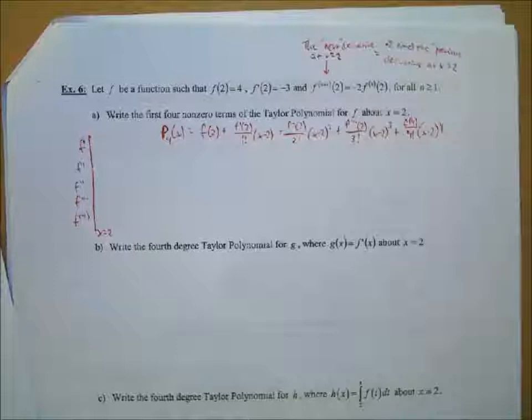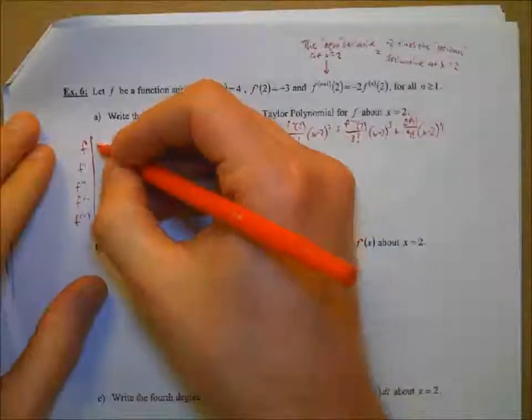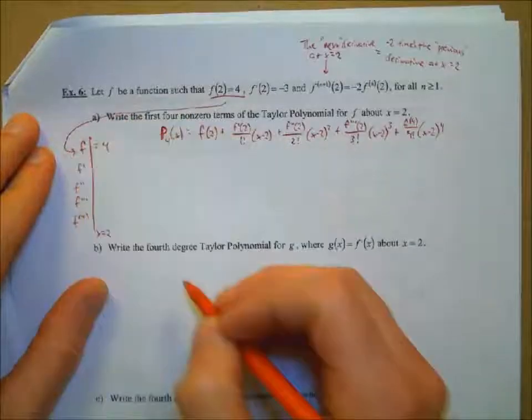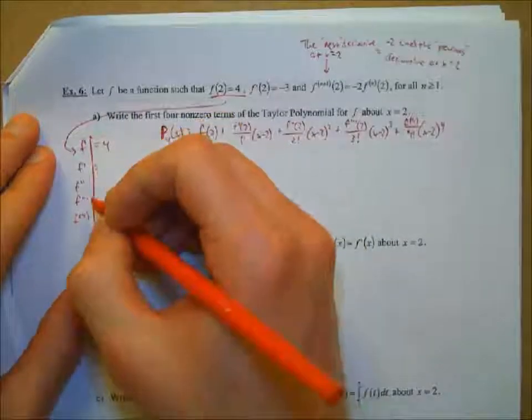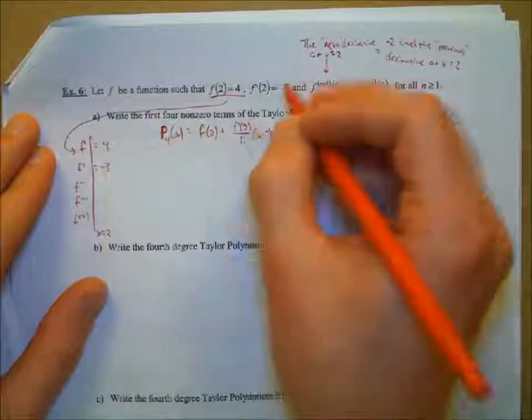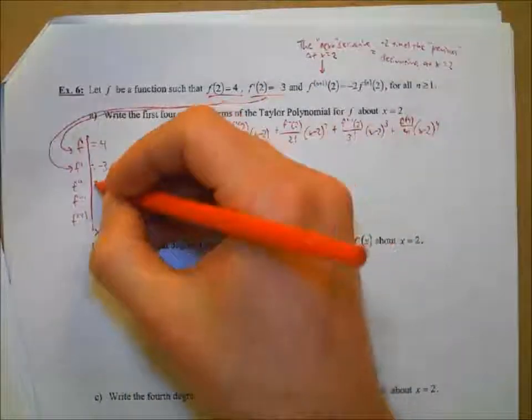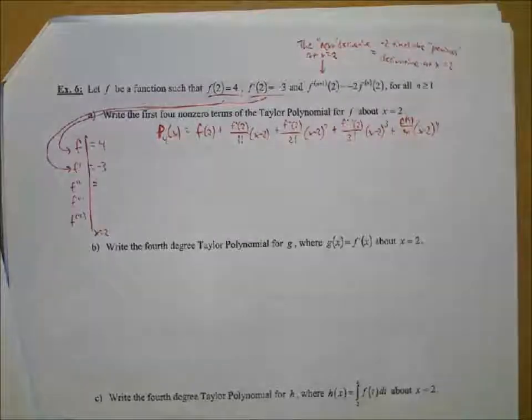What is f evaluated at 2? 4, right? It tells us right there. What's f prime of 2? -3, again, it tells us right there. But we're not told explicitly what f prime prime is. What can we do to get f prime prime?